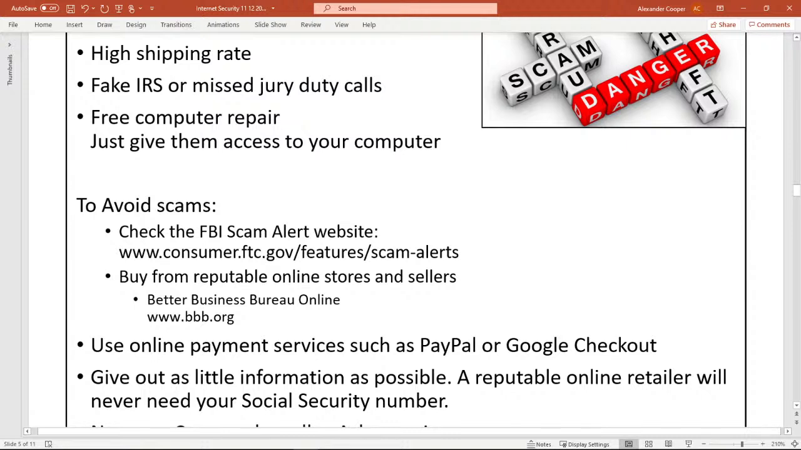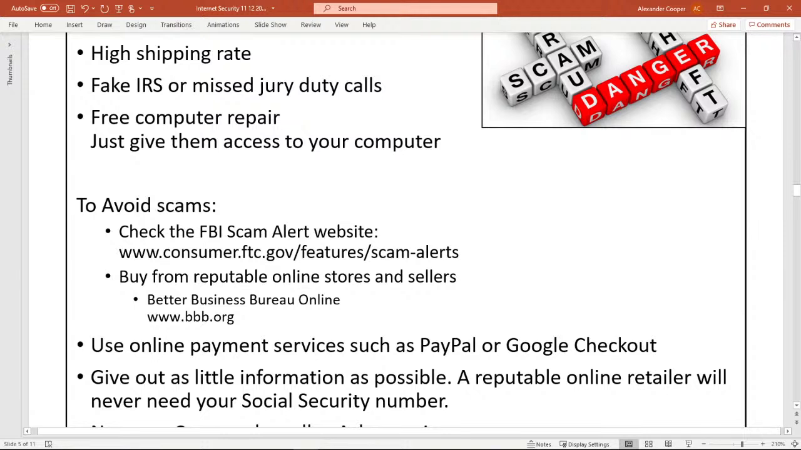The other thing is the missed jury duty call. Someone says, hey, you missed jury duty today. And this is one we definitely had here in the CSRA. You missed jury duty, you're in trouble. What's your information? What's your social security number? What's your address? They start asking all these questions. It's a find-out-information scam for identity theft. They actually don't ask for any money for the jury duty scam. So just be aware of that.